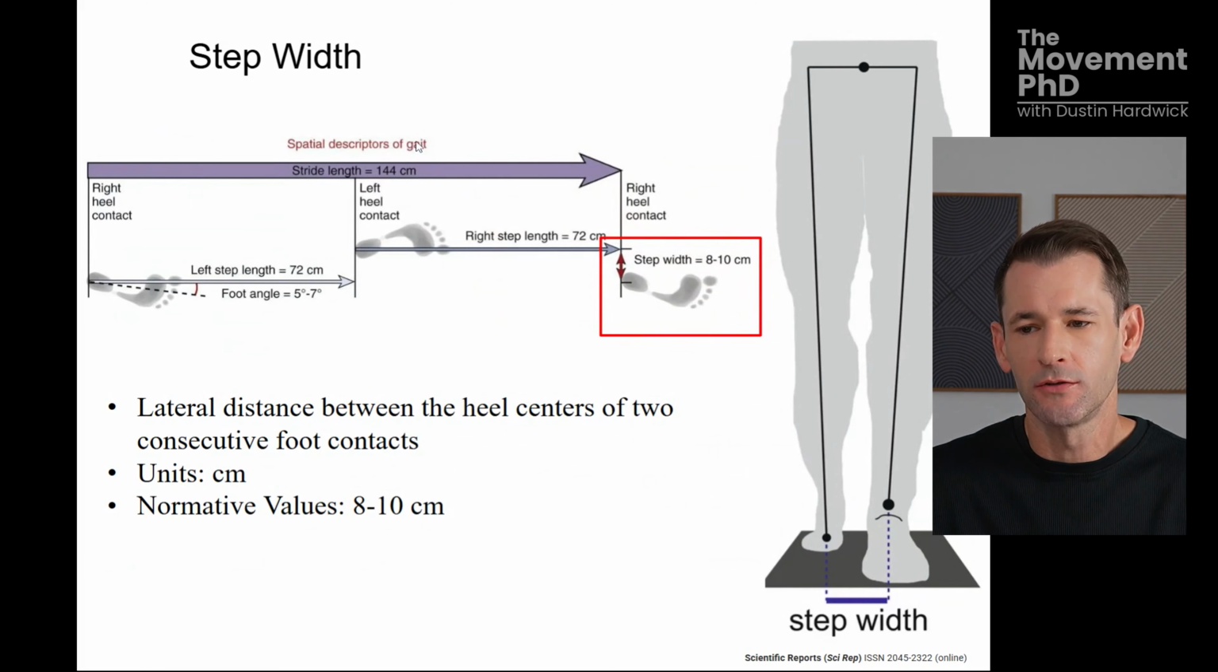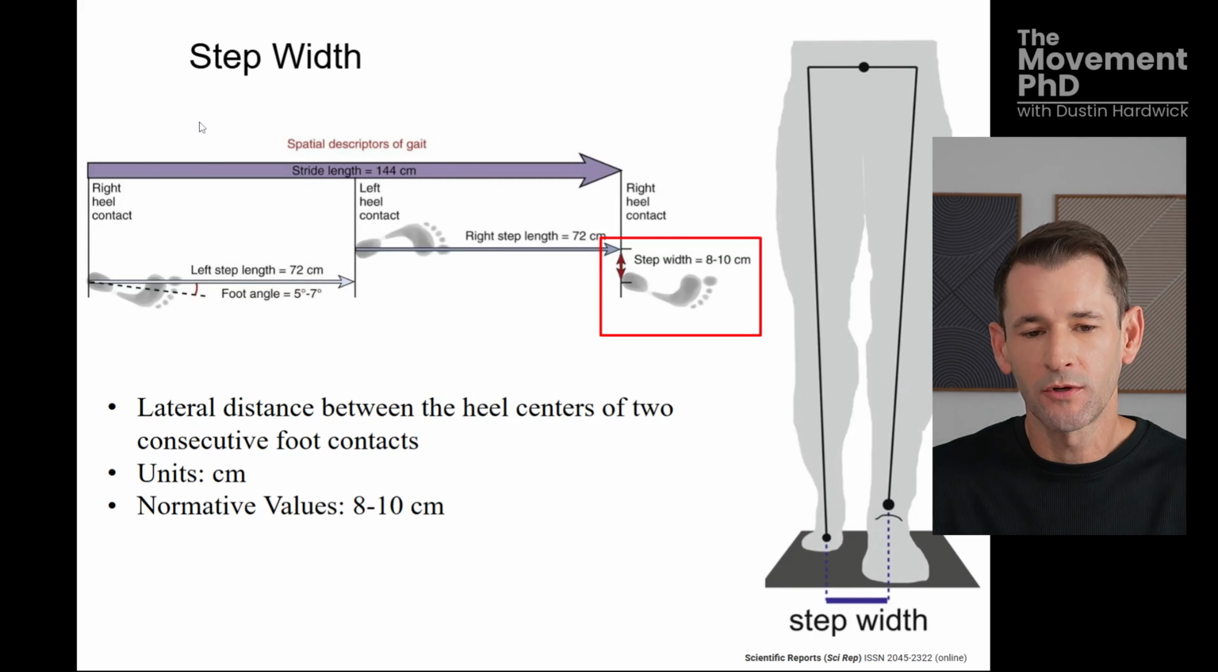The next spatial descriptor we'll discuss is step width. So step width is the lateral distance between the heel center of two consecutive foot contacts. So a step is a consecutive heel contact from right to left. The distance laterally between the center of those two heels during contact is going to be step width. A normal step width here is 8 to 10 centimeters.